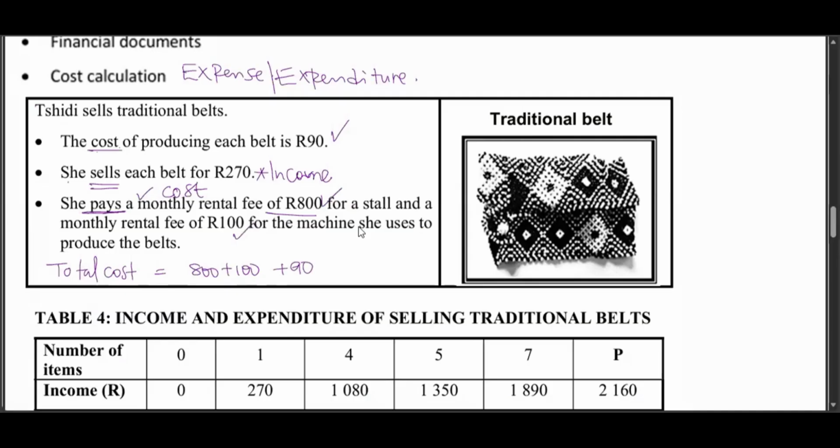But of these costs, we have the fixed cost and the variable cost. The variable cost depends on the number of belts. But these two are monthly rentals. Whether you have worked or not, you have to pay, because you are renting. So the fixed cost is 900 and the variable cost is 90. That is it, cost calculations.